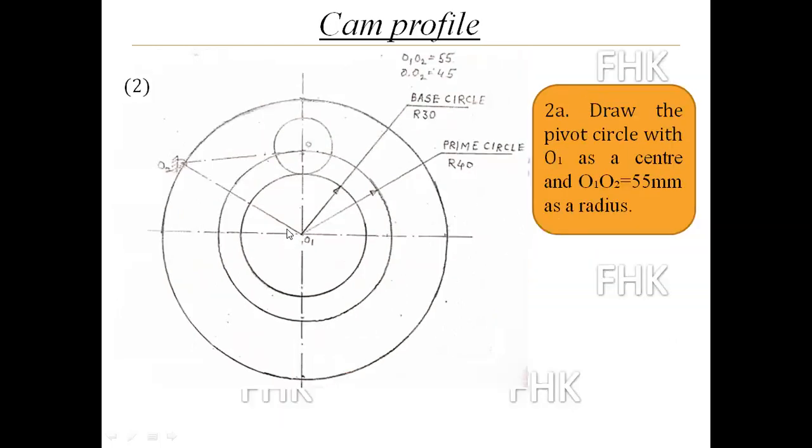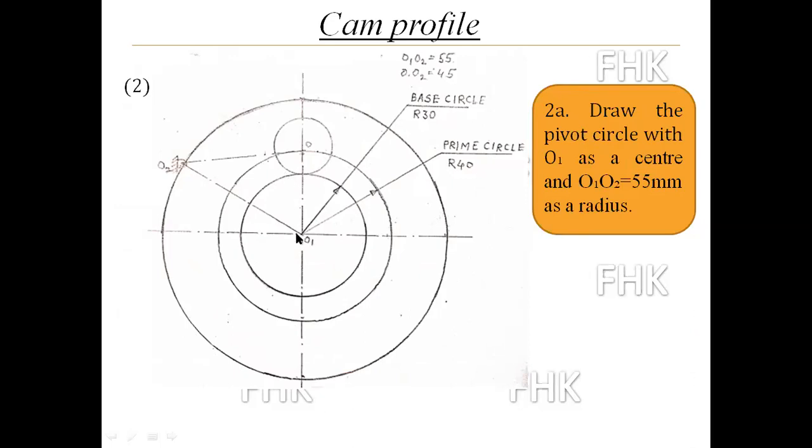Okay. Now come to the next step. Second step, draw the pivot circle. In an oscillating follower, you have to draw 3 concentric circles. First circle is the base circle. Second circle is the prime circle. And the third extra circle in an oscillating follower is the pivot circle, which is concentric with the previous 2 circles.